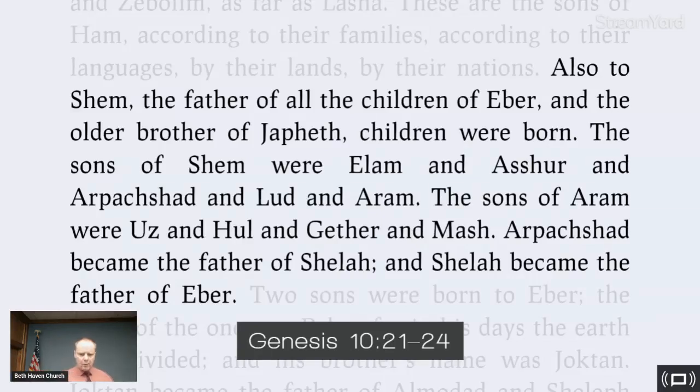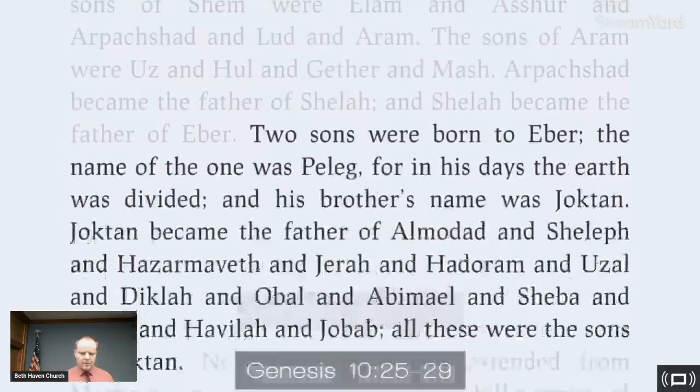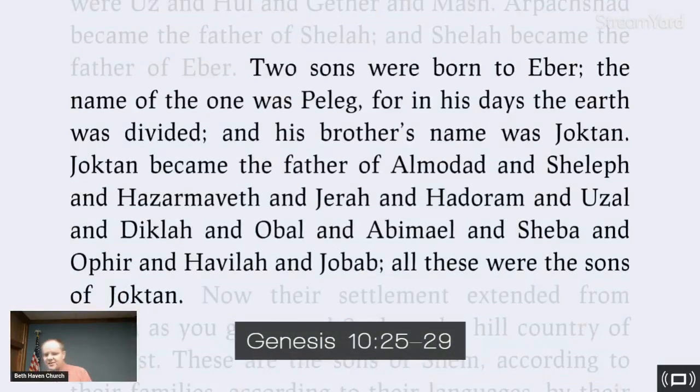Children were born. And the sons of Shem were Elam, Ashur, Arphaxad, Lud and Aram. The sons of Aram were Uz, Hul, Gether, and Mash. Arphaxad became the father of Shelah. Shelah became the father of Eber. Two sons were born to Eber. The name of the one was Peleg, for in his days the earth was divided. And his brother's name was Joktan. Joktan became the father of Almodad, and Sheleph, and Hazarmaveth, and Jerah, and Hadoram, and Uzal, and Diklah, and Obal, and Abimael, and Sheba. Sheba? That's a name we should recognize. And Ophir, and Havilah, and Jobab. All these were the sons of Joktan. He had a lot of sons.